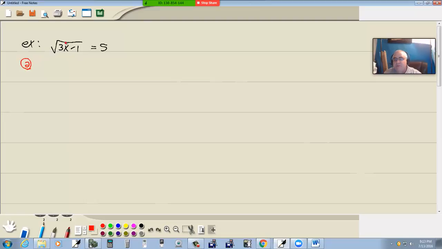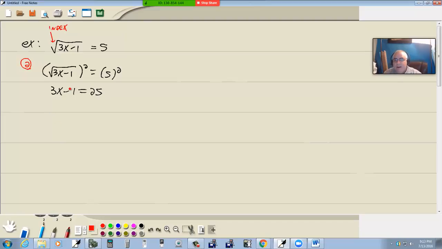Step 2, raise both sides to a power equal to the index. The index is whatever number's in this little slot right here. If there isn't a number here, it's by default 2, which means we're going to square both sides. So we've got square root of 3x minus 1 squared is equal to 5 squared. Now when your index matches a power you're raising it to, they cancel each other. So I got 3x minus 1 equals 5 squared, which is 25.